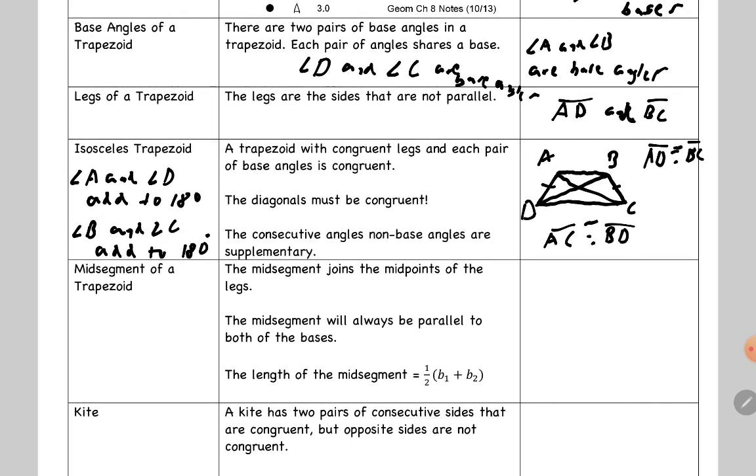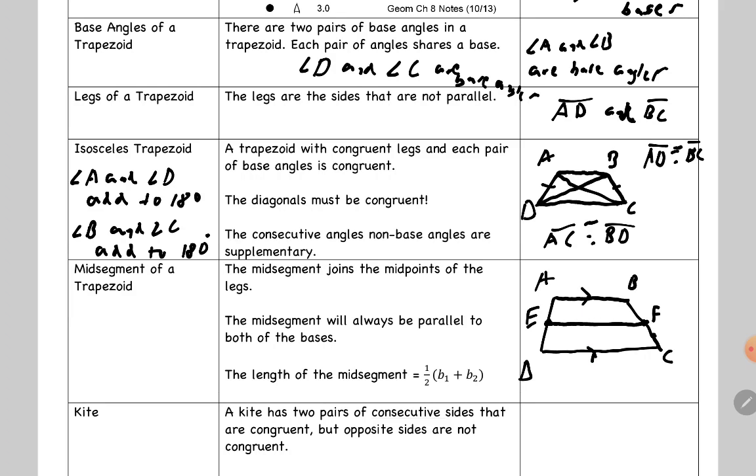Okay, the mid-segment of a trapezoid. Actually, that's a parallelogram. There we go. That's another way of looking at a trapezoid. The mid-segment is this line here. So let's have A, B, C, D, and E, F. In this case, EF. This is a trapezoid, so these are parallel to each other.